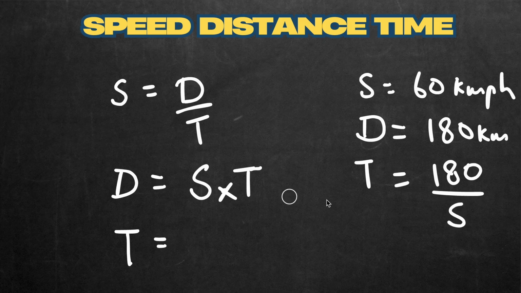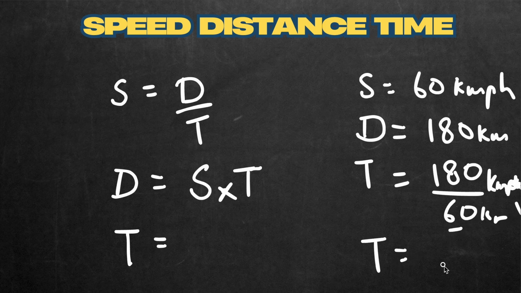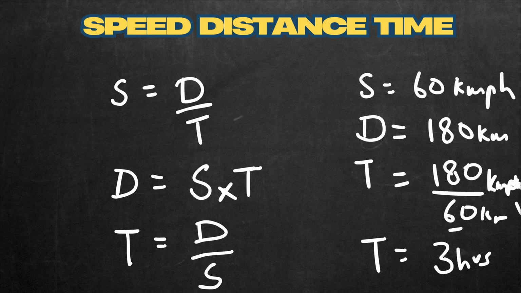So distance over speed. Speed was 60, so this is kmph. This is only km and 60 is kmph. So what will be left? Time equals, what is the unit of time? Kilometers? No, hours. So it will be 3 hours. Which means the relationship is distance over speed. So that's the relationship between speed, distance and time.